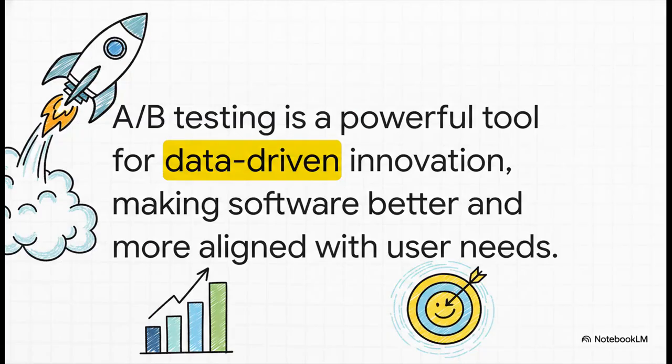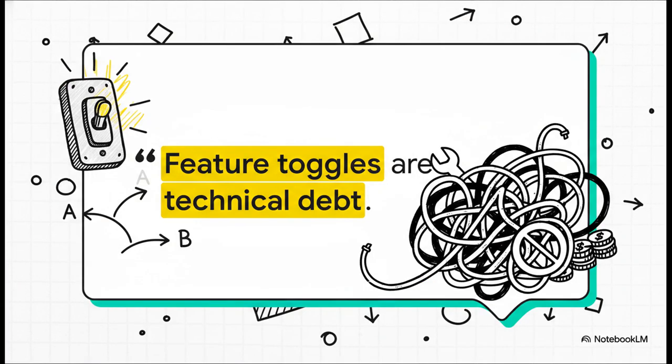So it's pretty clear, right? A/B testing is an incredibly powerful engine for making software better, faster, and way more in tune with what we, the users, actually want. But there's a catch. This quote right here gets to the absolute heart of the problem. See, to run a test, developers use something called feature toggles. They're basically little switches in the code that show different versions to different users.